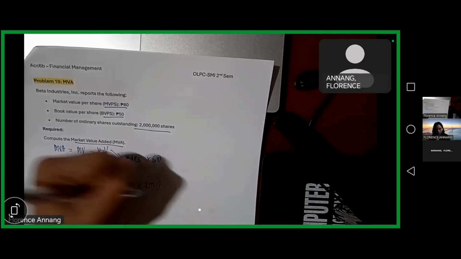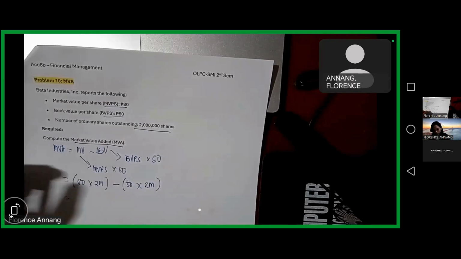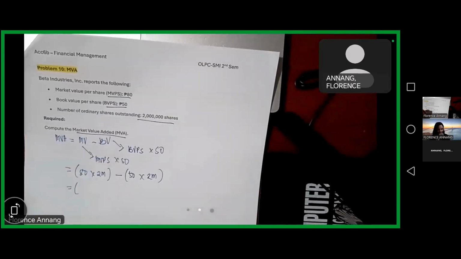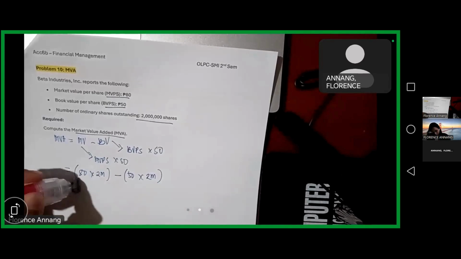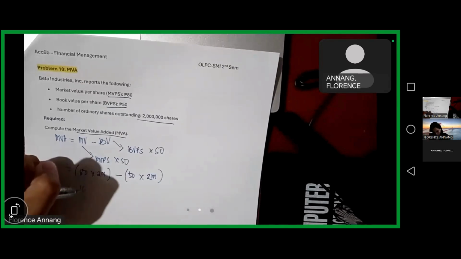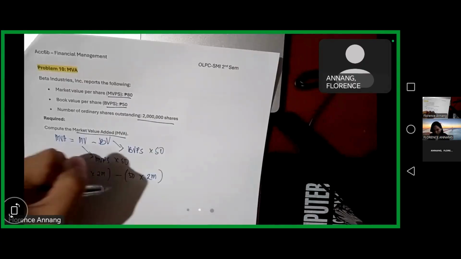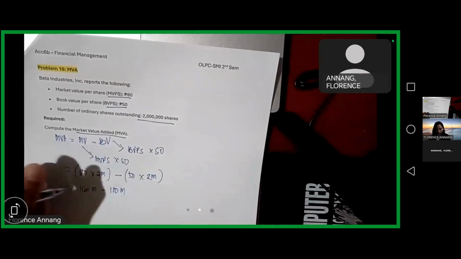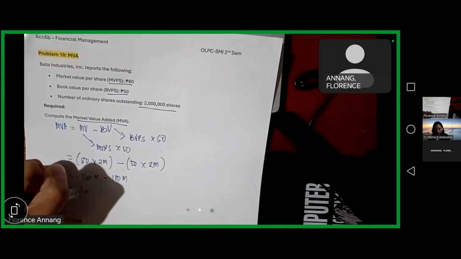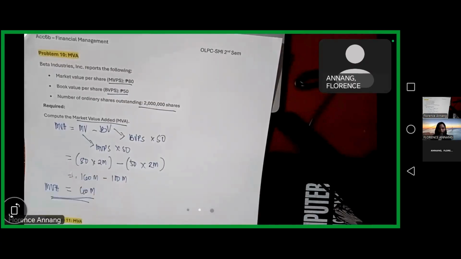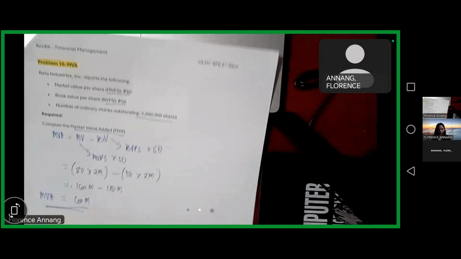So how much is this? 80 times 2, that is 160? Yes, 160 million. 160 million less 100 million na book value, you get an MVA of 60 million pesos. Okay, very easy. So, shortcut.